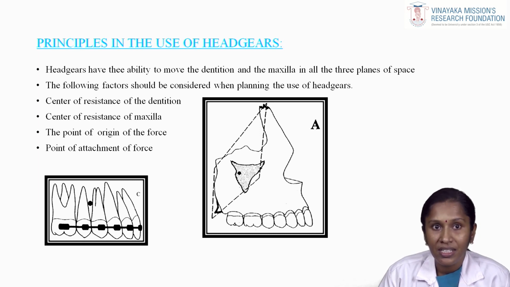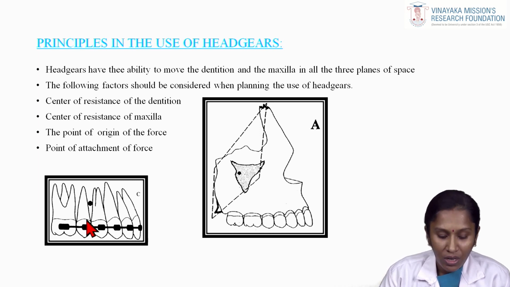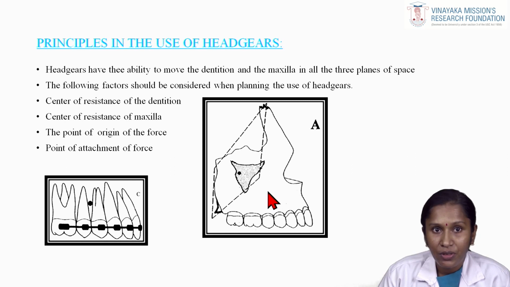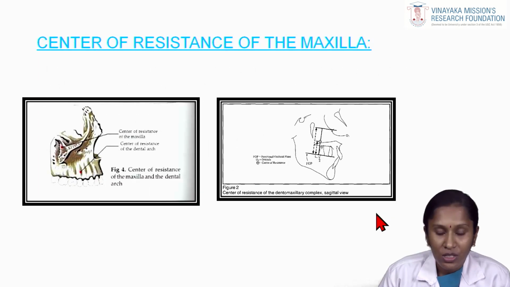Under clinical condition, the center of resistance of the dental arch is located between the roots of premolars. In maxilla, it is believed to exist at the posterior superior aspect of the zygomatico-maxillary sutures. Coming to center of resistance of the maxilla, it can be determined from a lateral cephalogram.